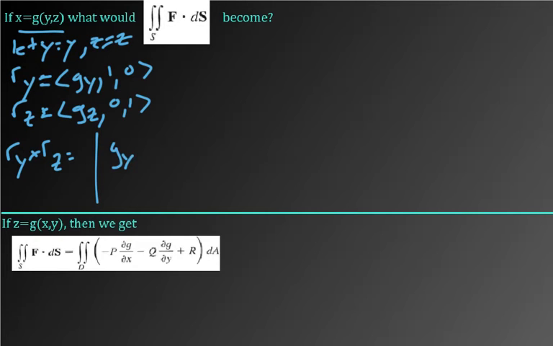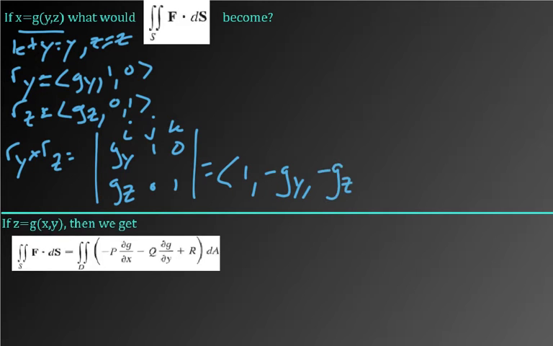you'll have g_y, 1, 0, g_z, 0, 1, i, j, k. And if you do that out, you will just get 1 minus g with respect to y minus g with respect to z. And so what's nice is the main thing that's nice is that these are just going to be 1s and 0s. It makes a pretty easy cross product no matter what you have.